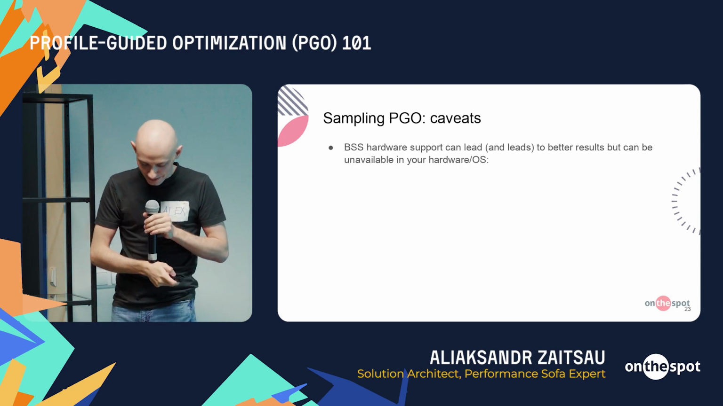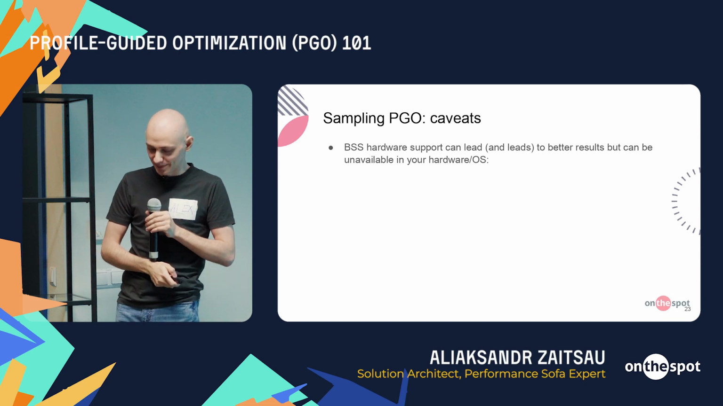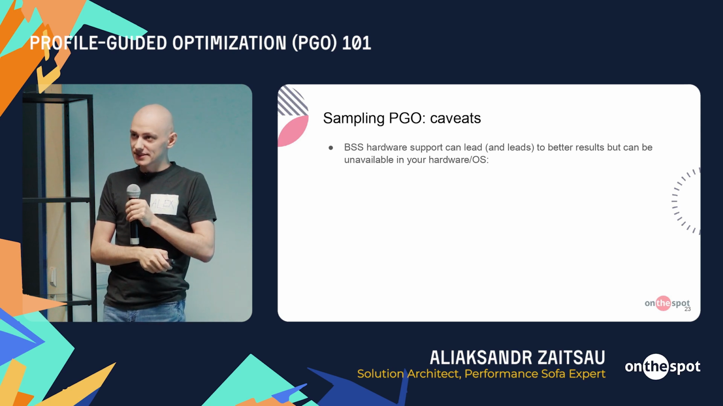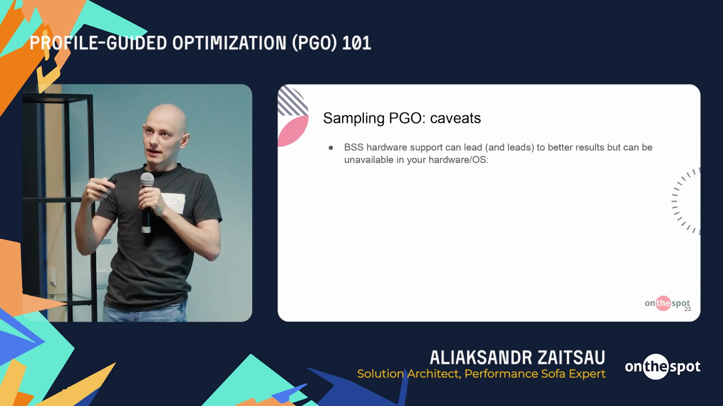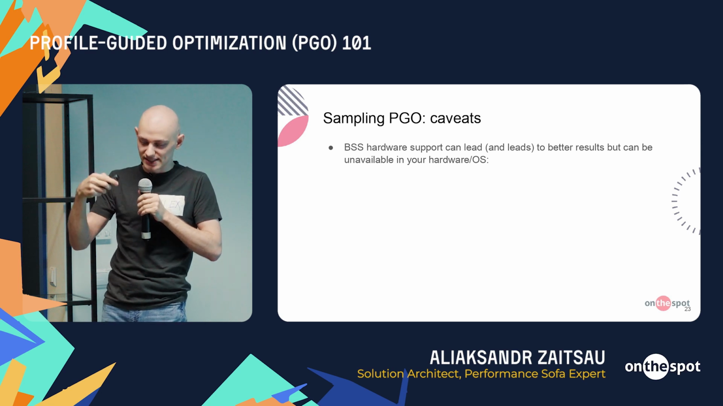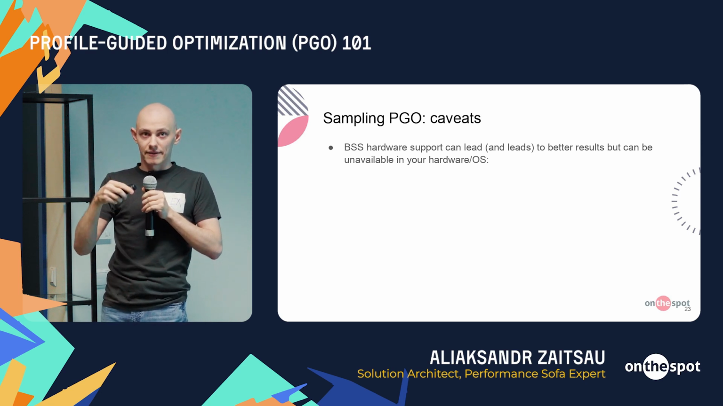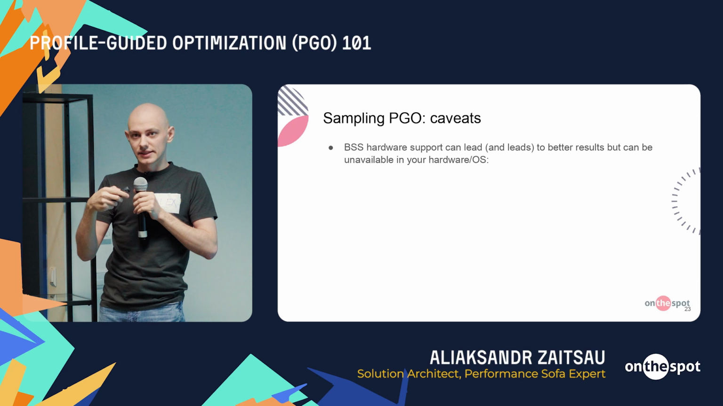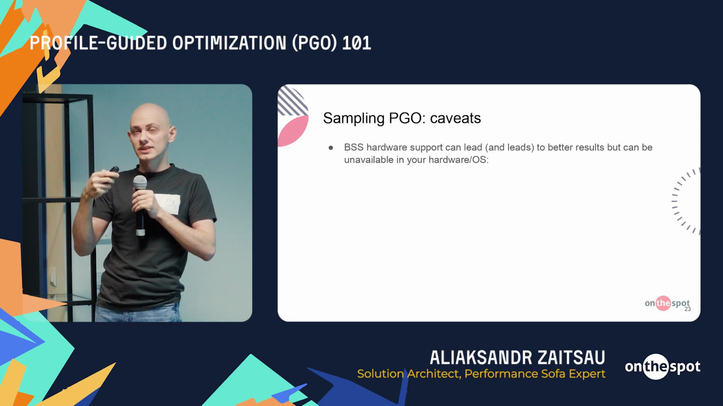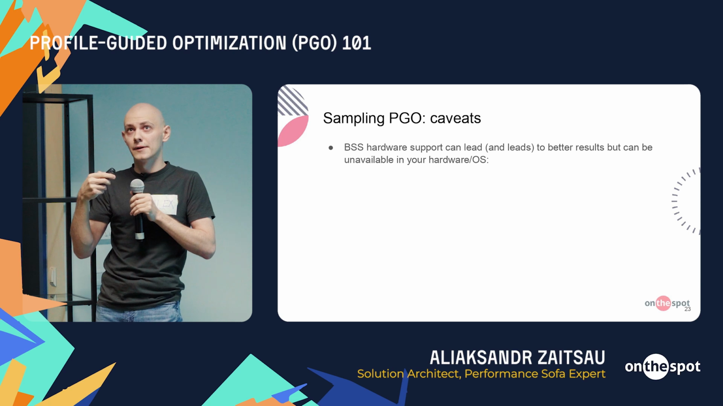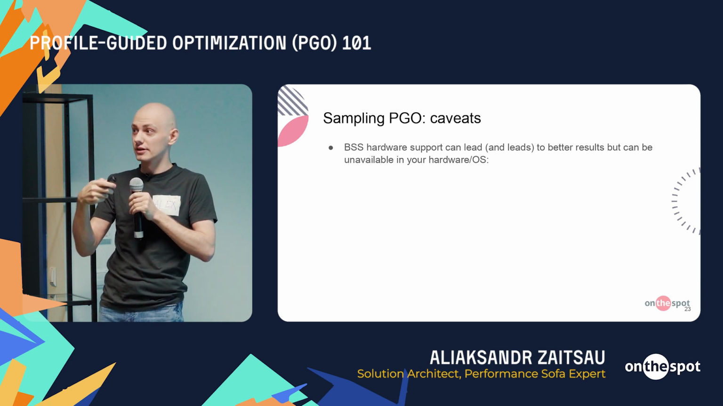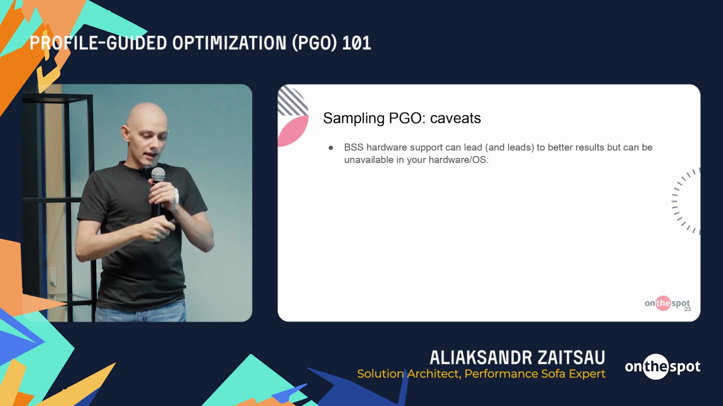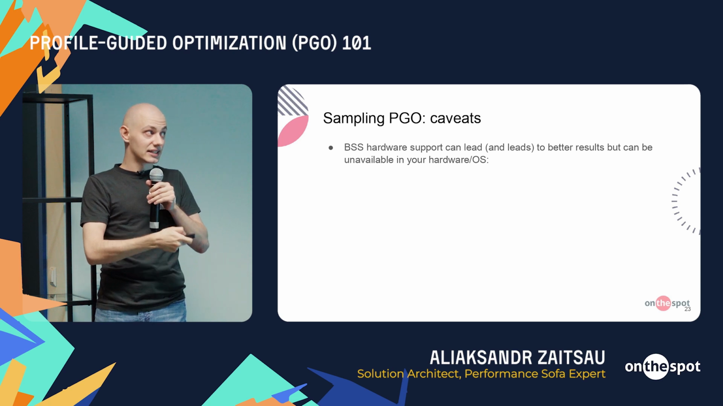The first one is branch stack sampling support. This is a technology which helps to optimize stack sampling for your profiler. This technology is implemented directly in your CPU. This is a hardware feature, and it allows us to reduce profile collection overhead during the profile collection phase in your production, something like that. Unfortunately, support for this feature is kind of limited.